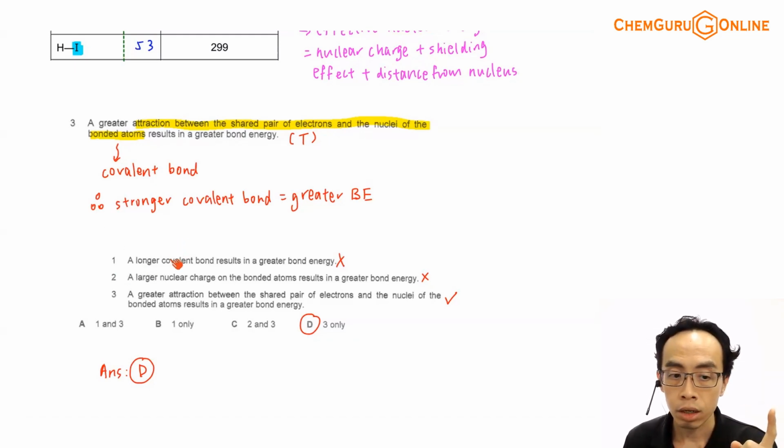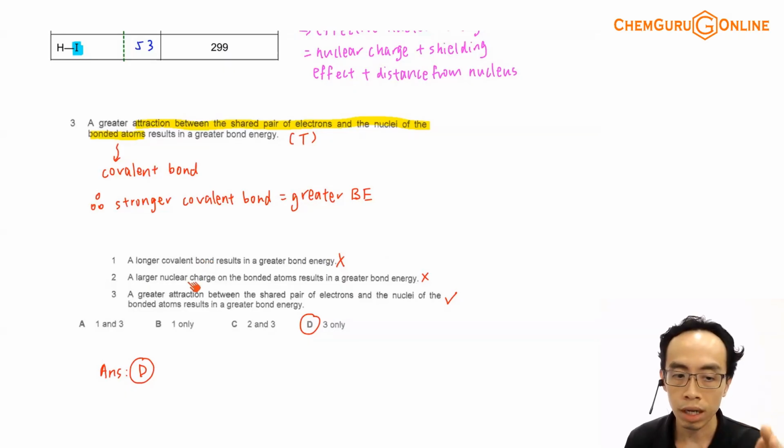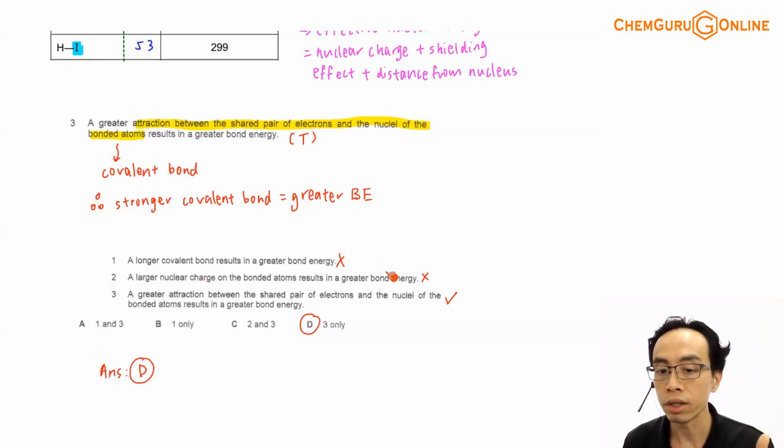Statement number 1, longer covalent bond results in greater bond energy. That's not true. Statement number 2, larger nuclear charge results in greater bond energy, which is also not true. Statement number 3, greater attraction between the shared pair of electrons and the nuclei of the bonded atoms results in greater bond energy. Statement number 3 is true. So this means that for question 2, the answer will be D.